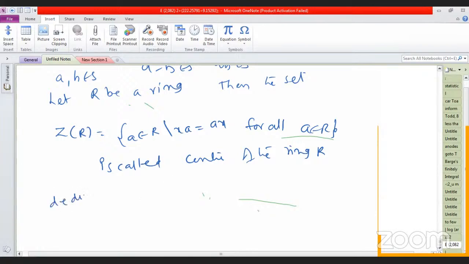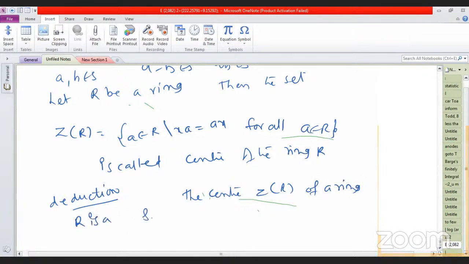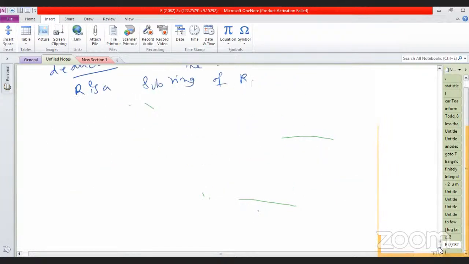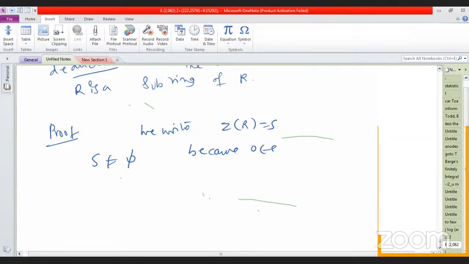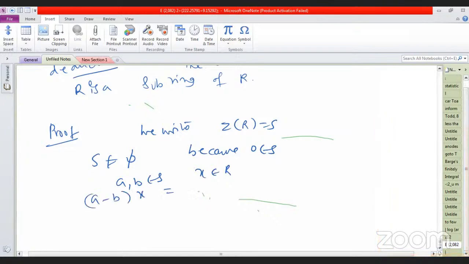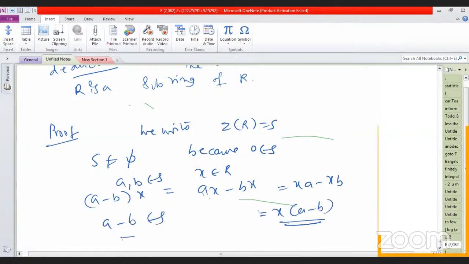So we have to prove the deduction here: the center Z(R) of a ring R is a subring of R. Proof: we write Z(R) is equal to S. S is not empty because 0 belongs to S. Let a, b belong to S. Then (a minus b)x is equal to ax minus bx, which is xa minus xb. We can write it or not? Yes, sir. x(a minus b). So a minus b belongs to S or not?